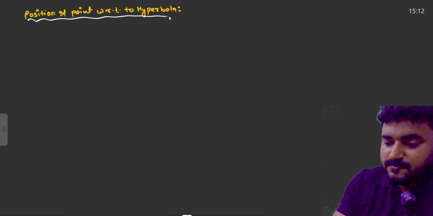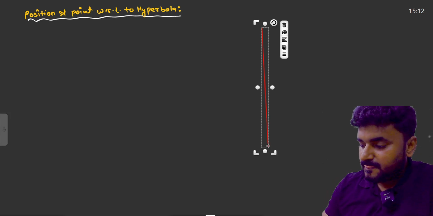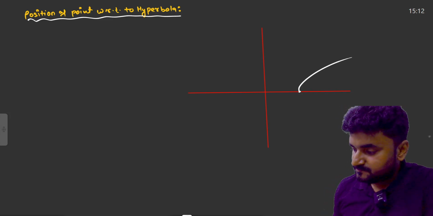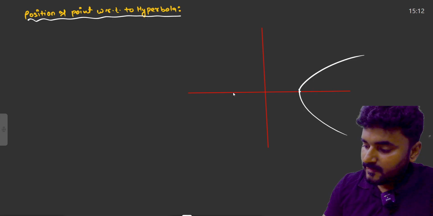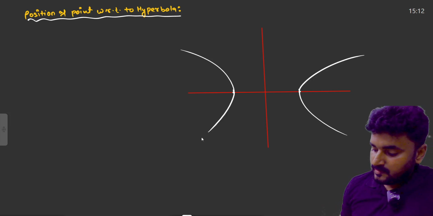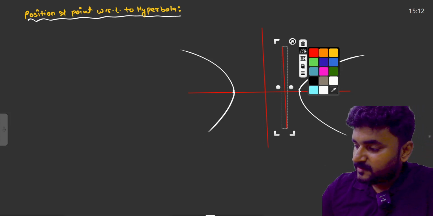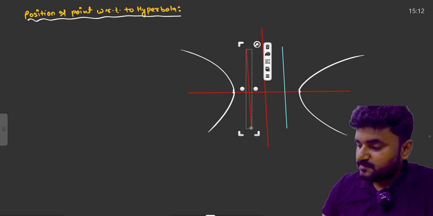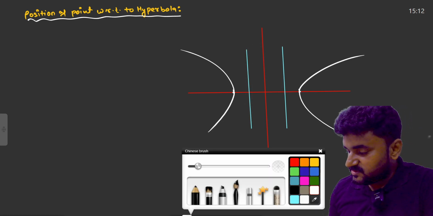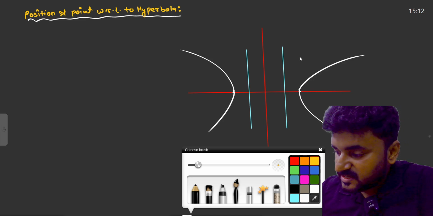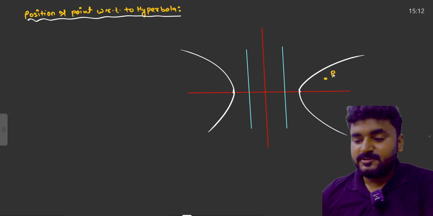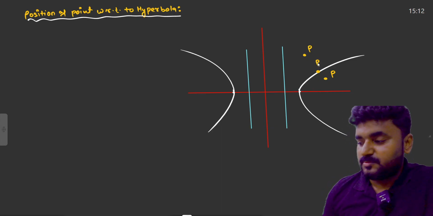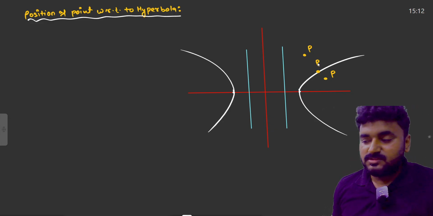So you can see, this is your hyperbola. Let's suppose this is your hyperbola, and now I want to find the position of a point with respect to the hyperbola. Just see now, the point may be inside the hyperbola, or this point may be outside the hyperbola, or this point may be on the hyperbola. So there are three situations in which this point can lie.